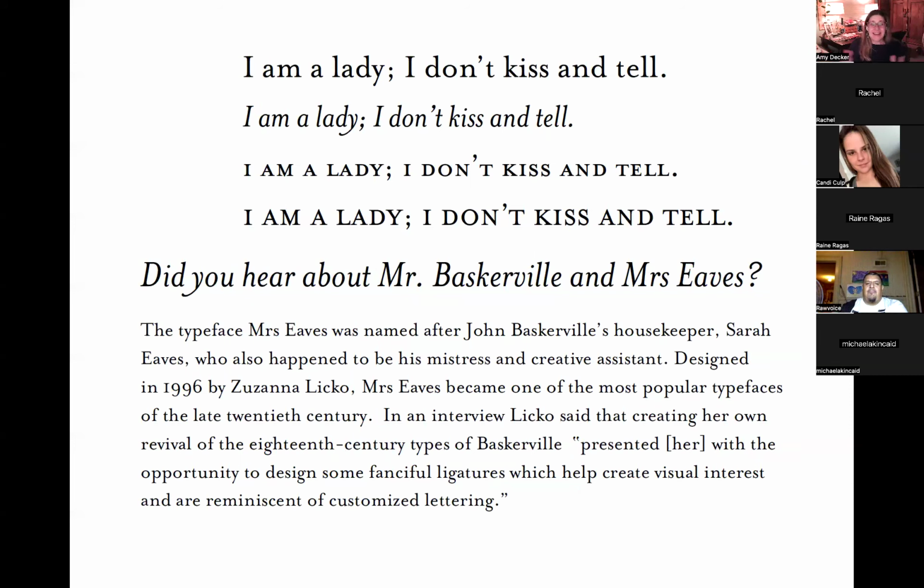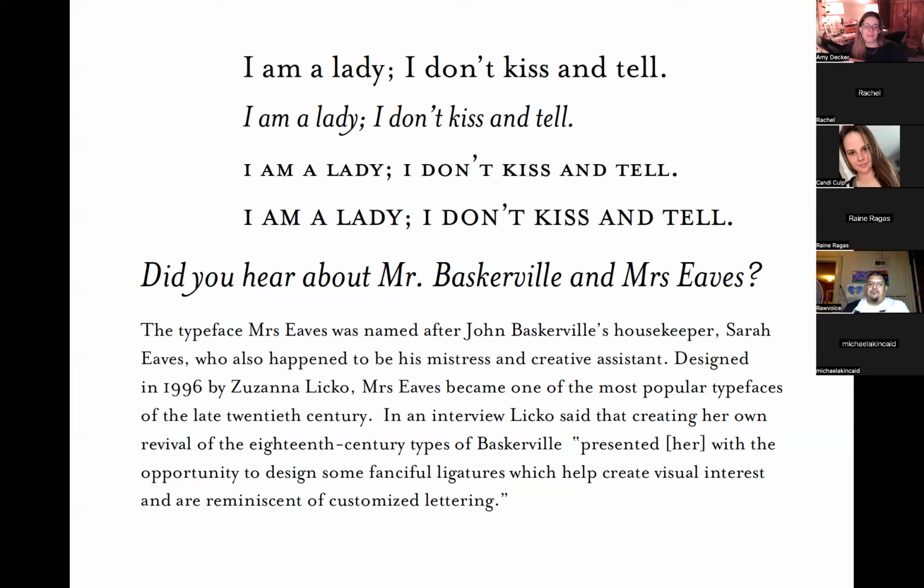One of my favorites, and this brings us back to the Renaissance, which we've been zigzagging back and forth on throughout the lecture. We're all romanced by the Renaissance. And here you have a typeface that's based on Baskerville, back to Baskerville. Remember, Baskerville was accused of making things too thin and hurting people's eyes. Mrs Eaves was named after John Baskerville's housekeeper, Sarah Eaves, who also happened to be his mistress and his creative assistant. This was designed in 1996, again by Susanna Licko.